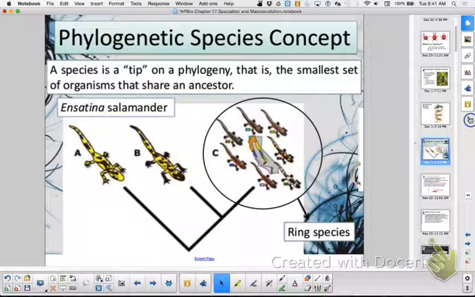So it's monophyletic. What does mono mean? One. A branch of the phylogenetic tree that contains all the descendants of a common ancestor.